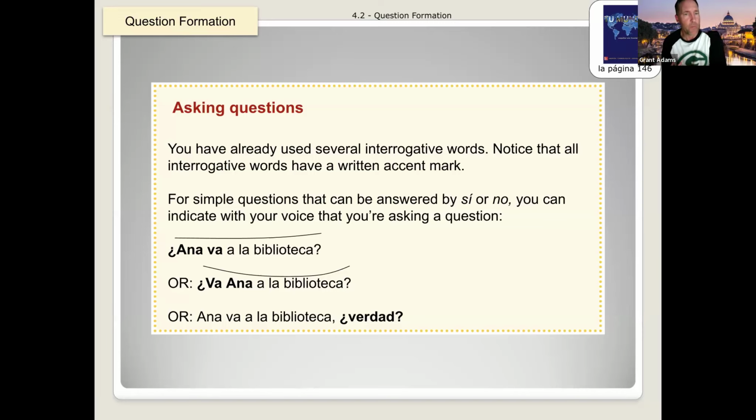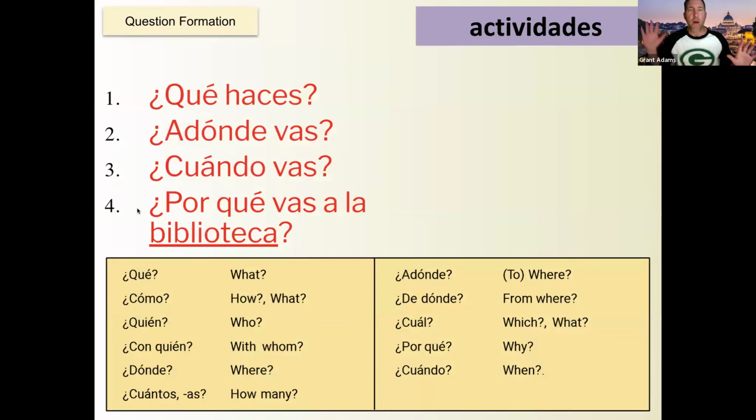See, in all of those scenarios, it depends on how I ask the question. I get a sí or no. Ana va a la biblioteca. Sí. ¿Va Ana? Sí. Ana va a la biblioteca, ¿verdad? Sí, claro que sí. I just love the different ways of expressing a yes or no question. One is kind of a surprise, like, oh, Ana goes to the library, right? Sure, yes, sí. Ok, muy bien.